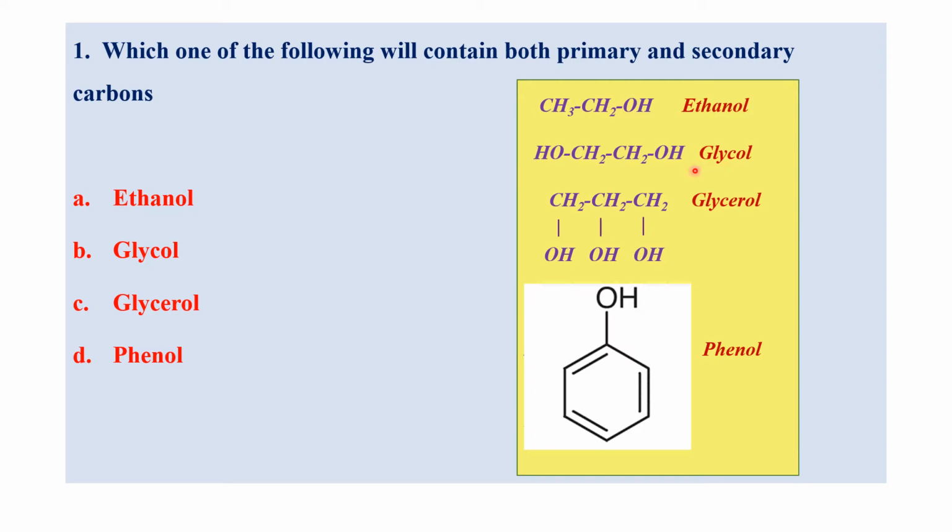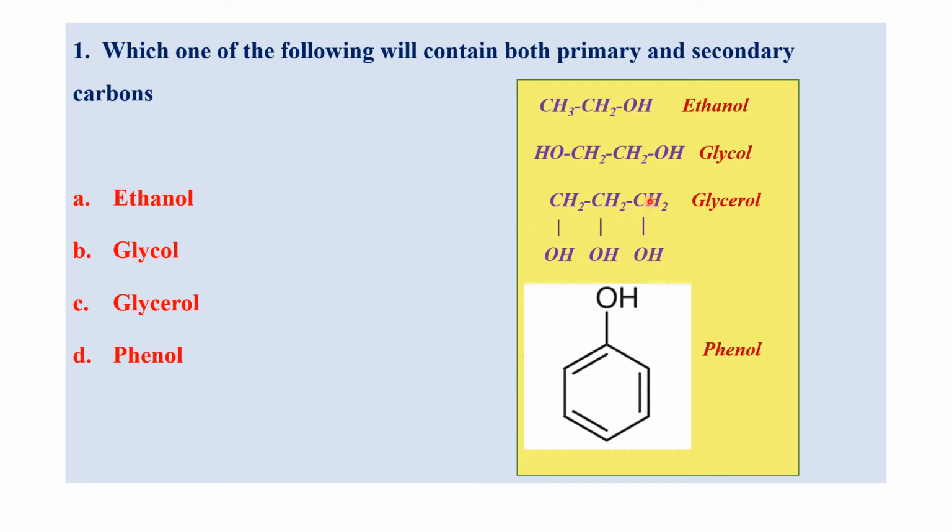Here in case of glycol, the carbon atom which has hydroxy group directly attached with it is directly bonded with only one carbon. If we consider this one or either this one by considering this OH group, both of these are directly attached to only one carbon. So this is also primary carbon. In case of glycerol, CH2, CH2, CH2 and all these CH2 are attached with hydroxy group.